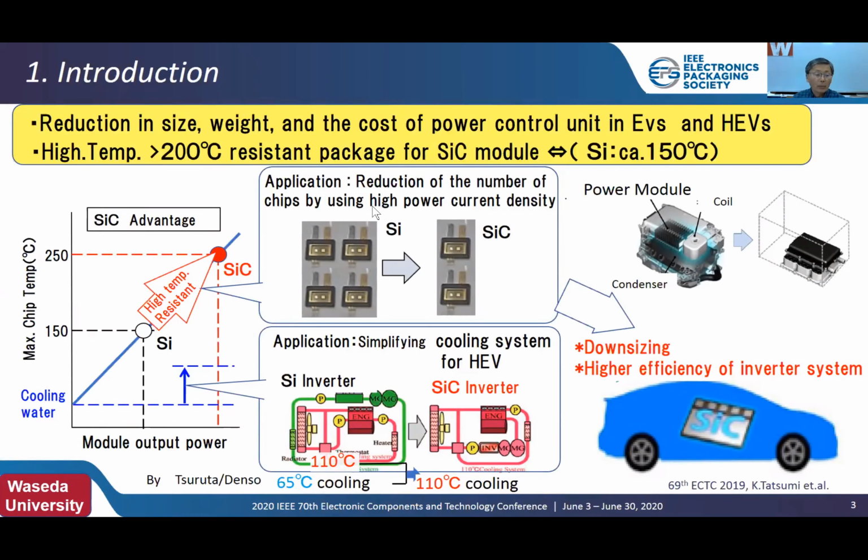One of the purposes of the application of high temperature resistance SiC devices is to reduce the number of the chips in power modules by applying high power current density, resulting in increasing junction temperature.